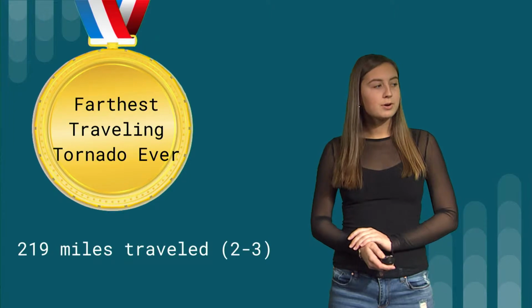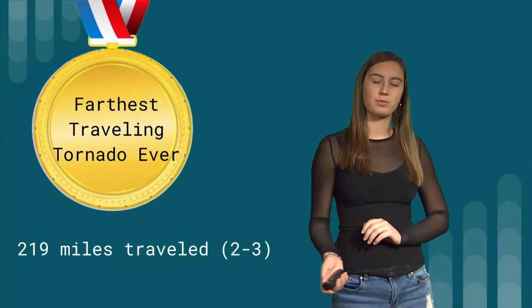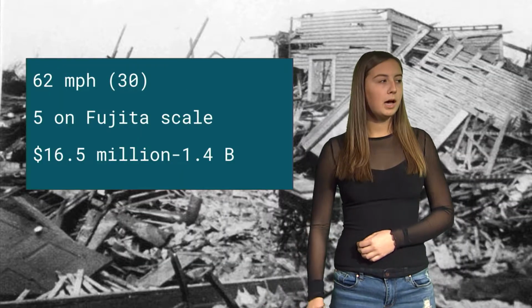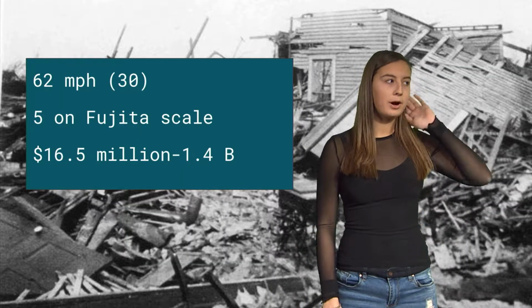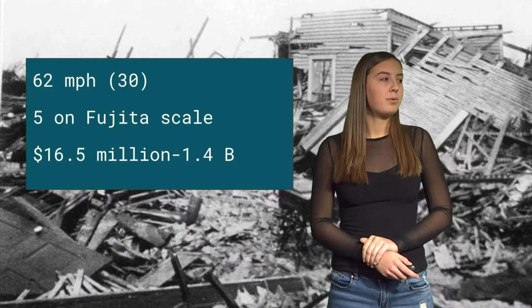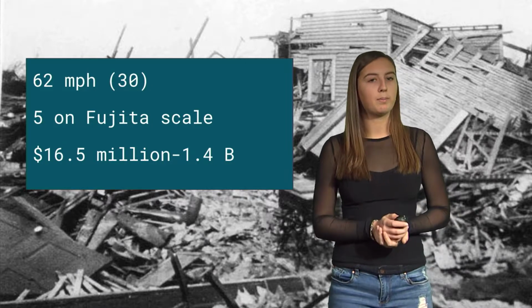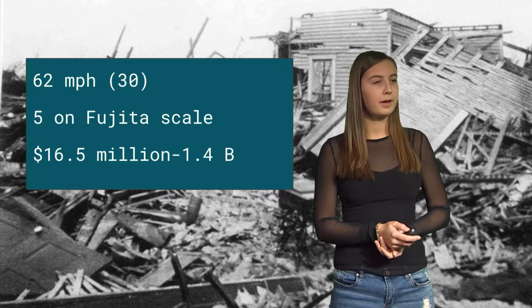It was also the longest lasting tornado ever, with 3.5 hours of duration, and most tornadoes last around 5 to 10 minutes, so that's a lot longer than the average tornado. It was also the farthest traveling tornado. It traveled 219 miles, whereas most of them travel 2 to 3 miles. It traveled at 62 miles per hour, and it was a 5 on the Fujita scale. It caused damages of around 16.5 million, but in around 2011 currency, that's 1.4 billion, because it happened a while ago.